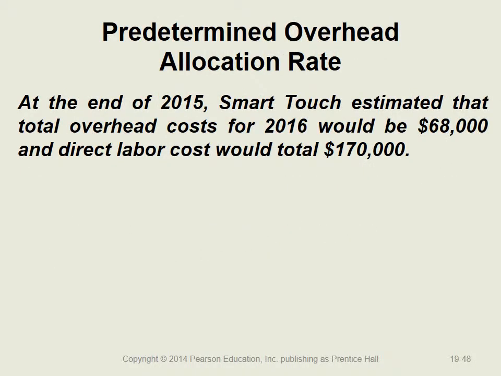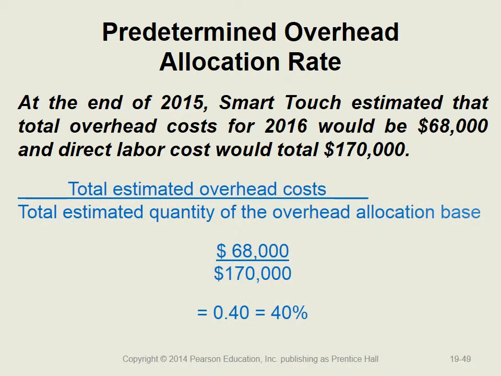Let's take a look at an example of how this predetermined overhead allocation rate is computed. At the end of 2015, SmartTouch estimated that the total overhead costs for 2016 would be $68,000, and direct labor costs would total $170,000. We take SmartTouch's estimated overhead costs of $68,000 for the year and divide by their estimated direct labor cost of $170,000 for the year. The result is a rate of 40%.